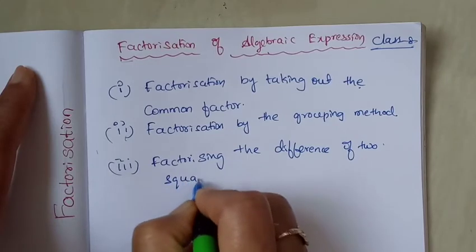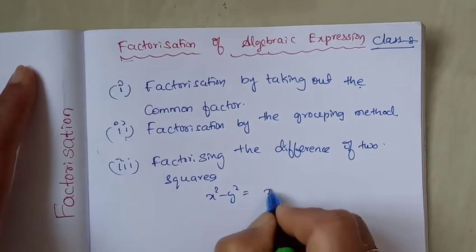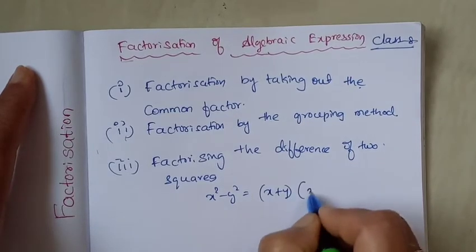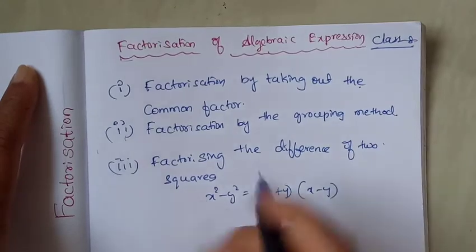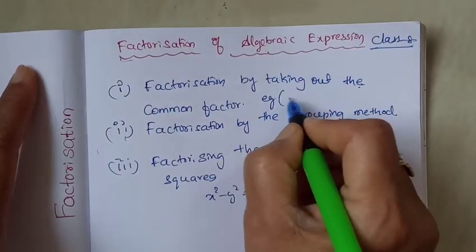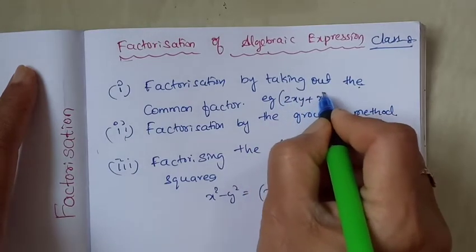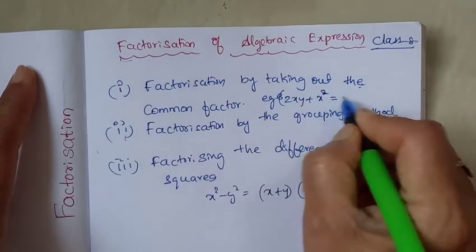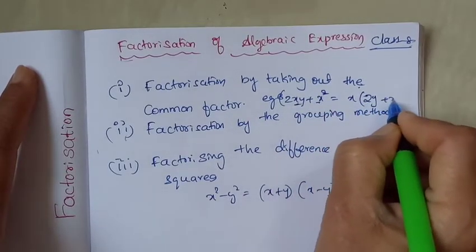What does it mean? This example I'll give you, like x square minus y square, which can be written as x plus y and x minus y. Factorizing the difference of two squares. Factorizing by taking out the common is, for example, 2xy plus x square. Then here I can take x as common. Taking out common is in this way we have to do.